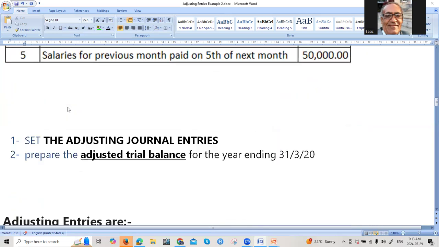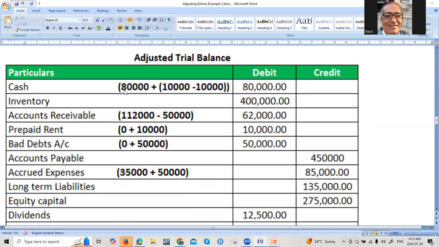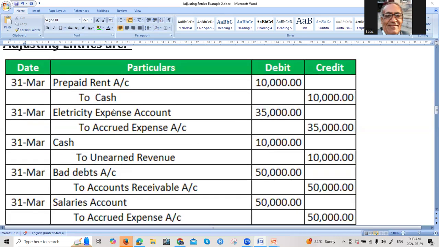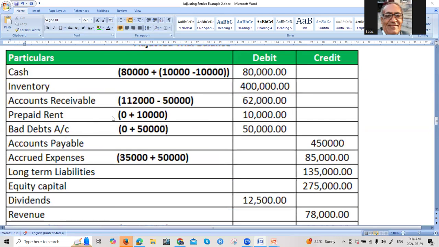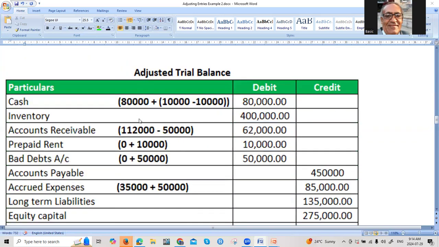For that reason, when I make the adjusted trial balance, I will make a row called prepaid rent, like you see here. 0 is the origin, because there was no prepaid rent, plus the 10,000 which I had here from the prepaid rent into the cash, 10,000. So I add the prepaid rent, which was 0, plus the 10,000 I had just now. So it will be 10,000.